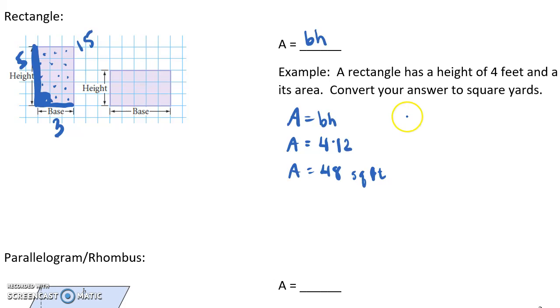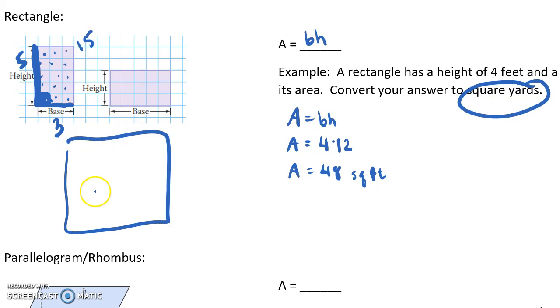Now, I asked you to convert your answer to square yards. You can do this a number of ways. You can start with the initial units, converting them from feet to yards, or you can think of this. A square yard is something that's 1 yard by 1 yard.